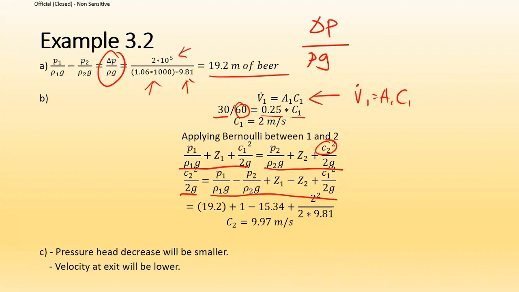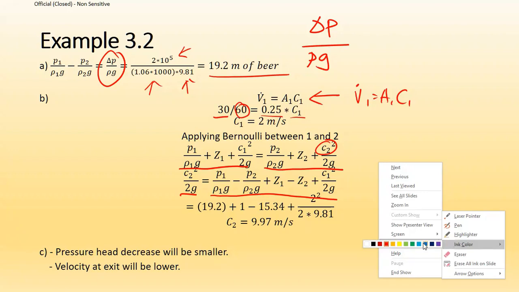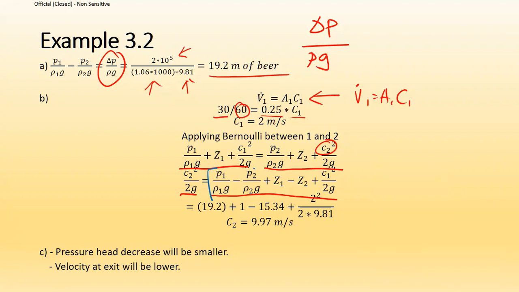The first term over here, P1 over rho G minus P2 over rho G, is actually our pressure head drop. So this term here is our pressure head drop that we have calculated in part A. This is simply 19.2. Z1 is 1 meter and Z2 is 15.34. That's given by the question. C1 we have already worked out, which is 2. Therefore, we can simply calculate C2, which is 9.97.